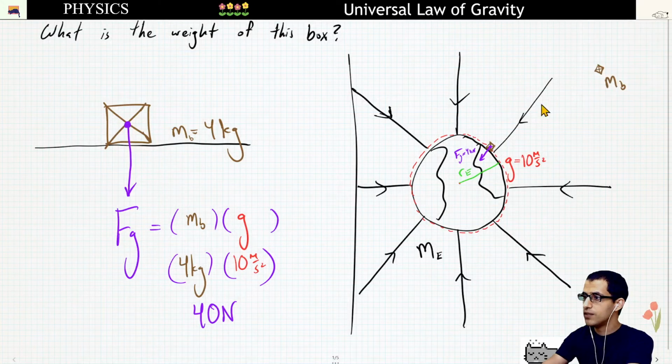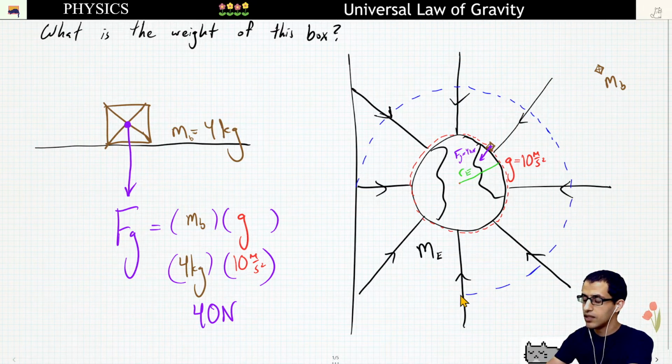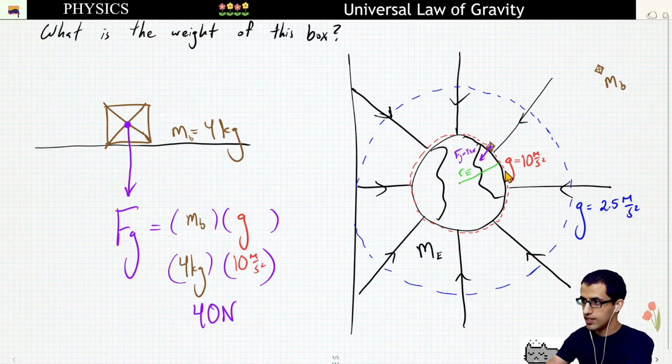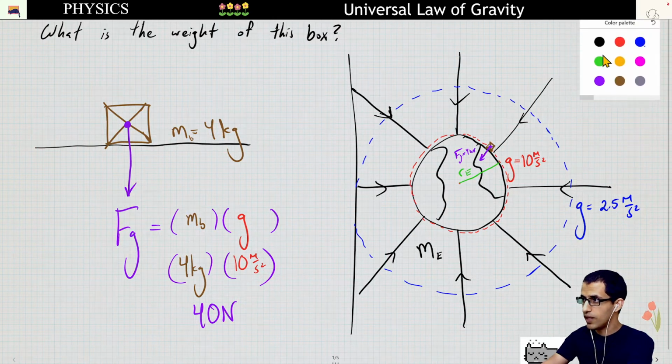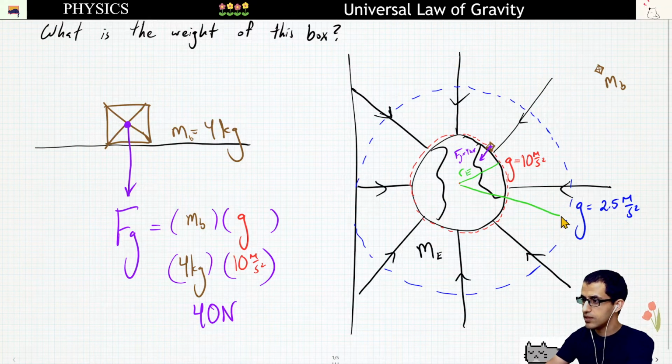There is a different value for the gravitational field strength, let's say a distance 2r from the center of the Earth, so out here where this blue dotted line is. The gravitational field intensity is going to be different. Here it might be something like 2.5 meters per second squared. So 1/4 of the intensity at the surface. And we're going to review why that's the case. So this distance here is 2 times the radius of the Earth.